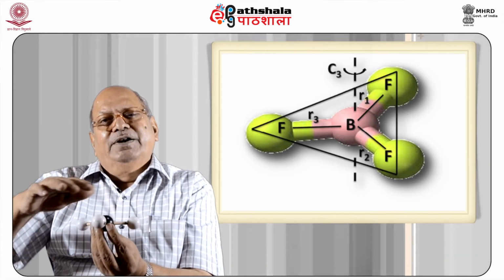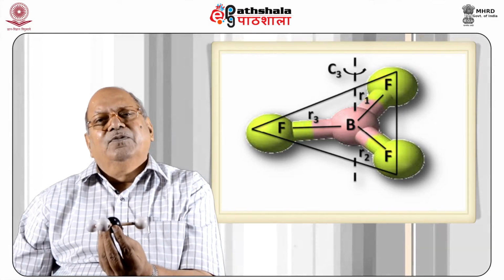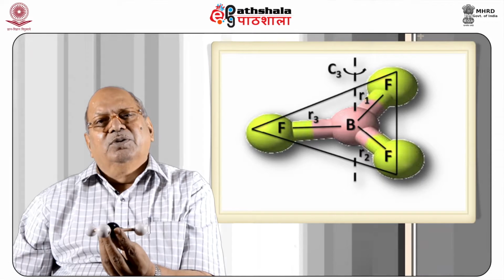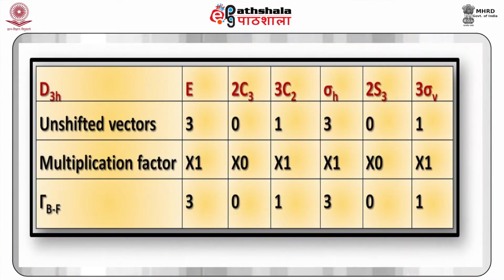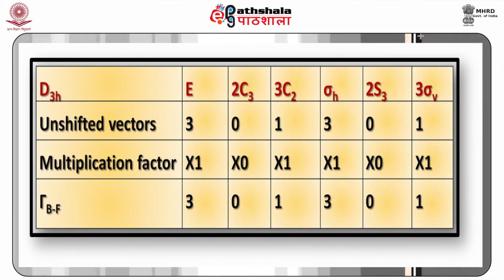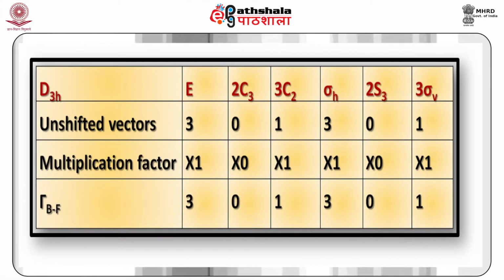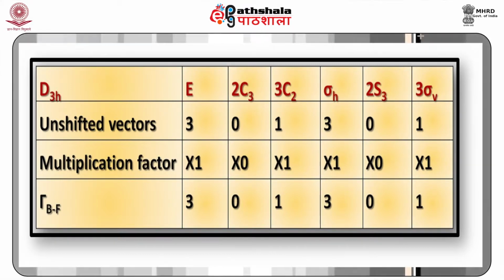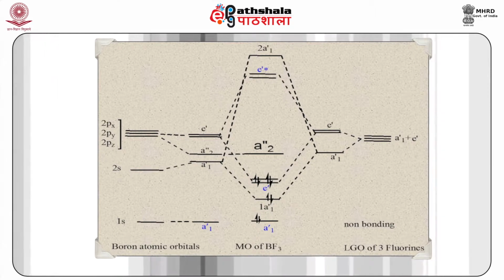So, like this we find the number of bond vectors shifted by performing the various symmetry operations of the molecule, and these are shown over here. And I go for the multiplication factor for this, and after that I get the reducible representation. This reducible representation can be reduced to irreducible representations by following the standard reduction formula, and the results are given, that is A1 dash and E1 dash.